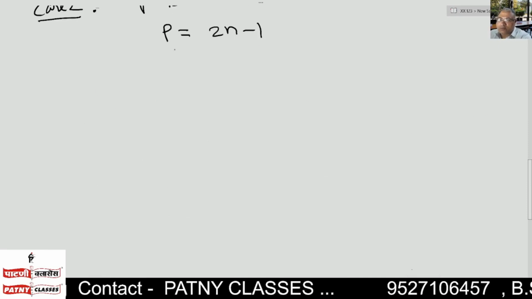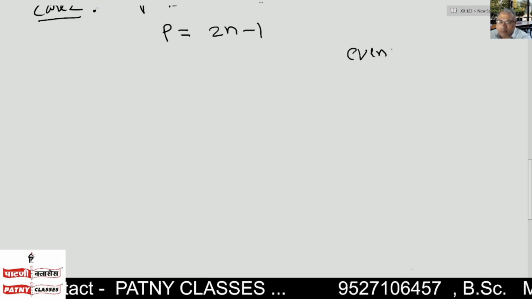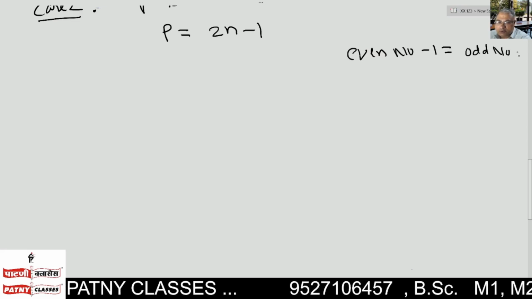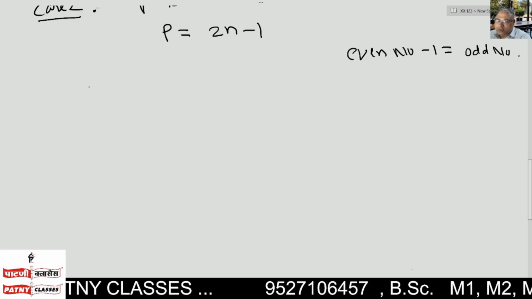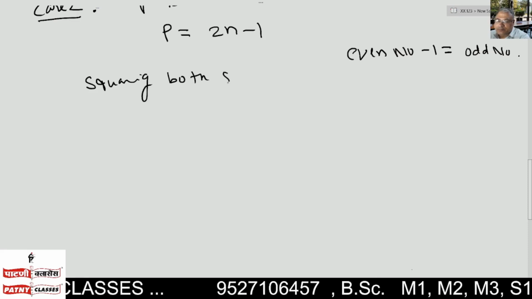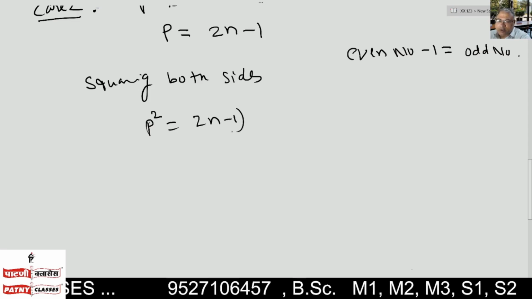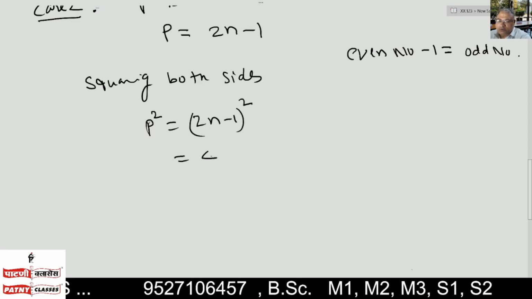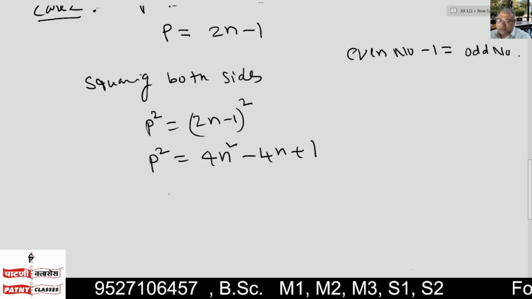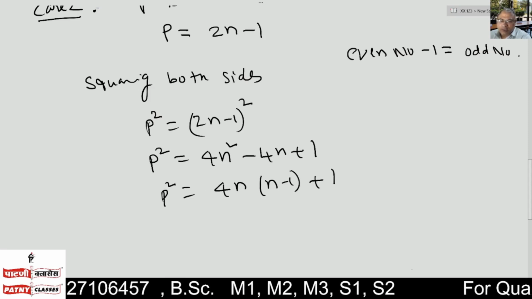Under this condition, we assume p equals 2n minus 1, because an even number minus 1 equals an odd number. So p equals 2n minus 1, squaring both sides, therefore p square equals (2n minus 1) whole square, which equals 4n square minus 4n plus 1. So p square equals 4n square minus 4n, plus 1.